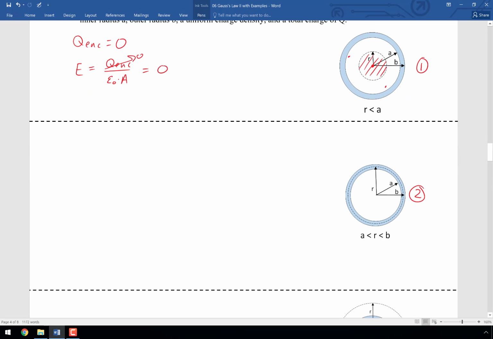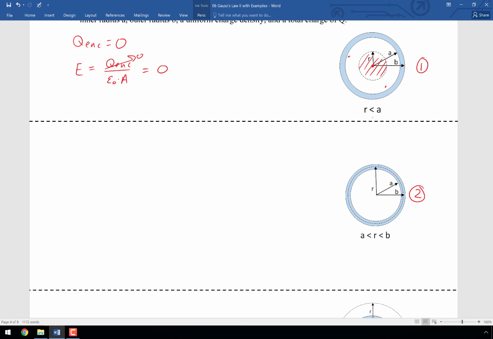By far the most interesting question is what happens inside the wall. You'll notice here that in this example, in part 2, the radius r is greater than A, but it's less than B. So you're inside the wall. And this is one of the most detailed examples of this portion of the class. So let's tackle this one first.